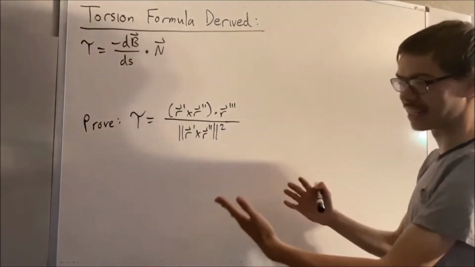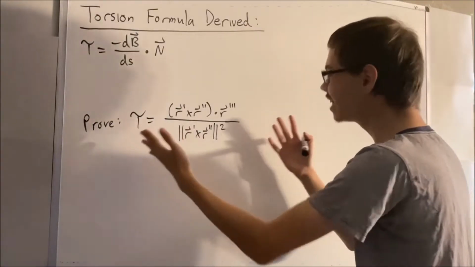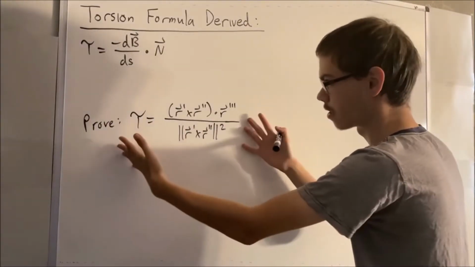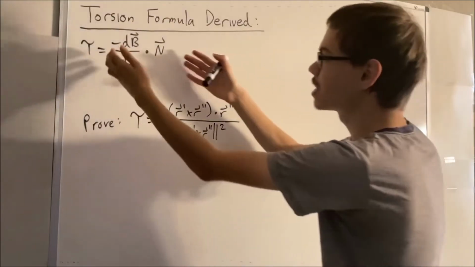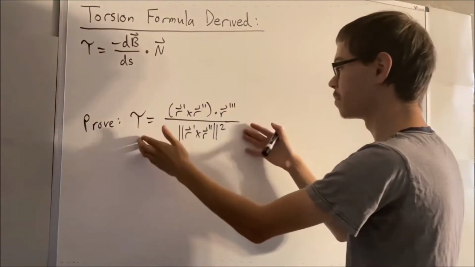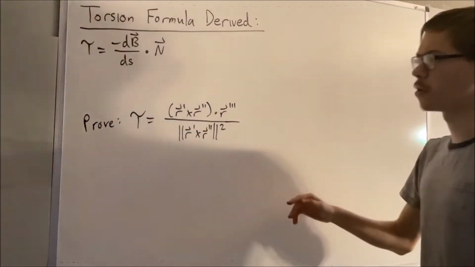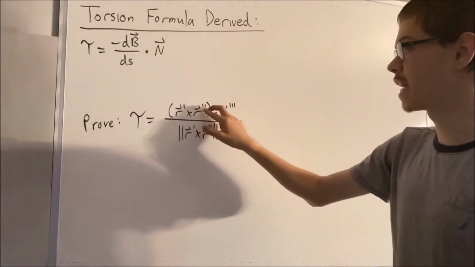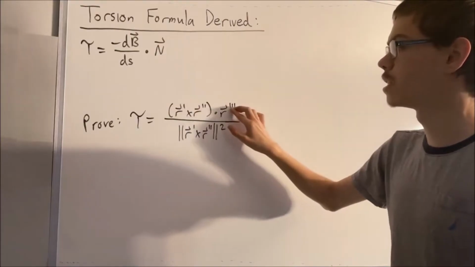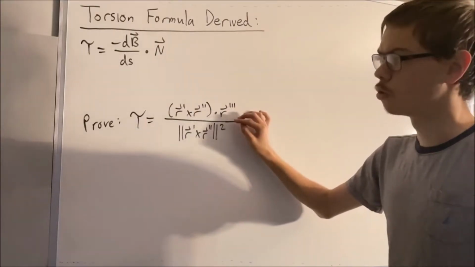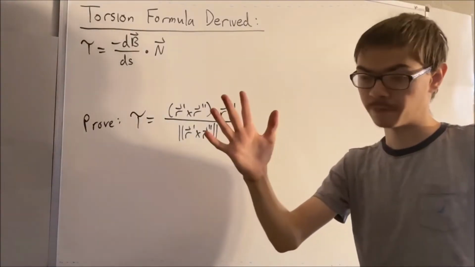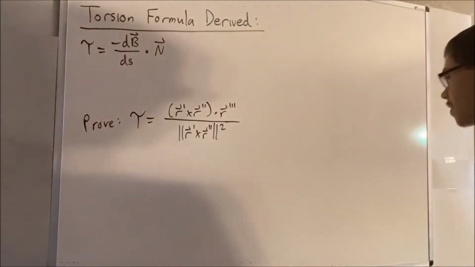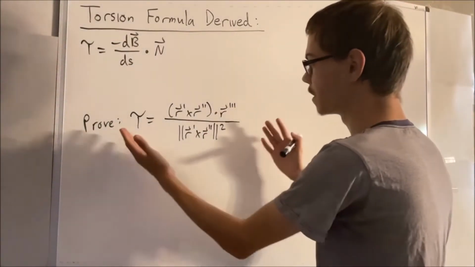And as you can see, this formula is completely in terms of the position vector. So our goal is to re-express this completely in terms of the position vector. And remember, all these primes really mean are basically the first, second, and third derivatives of the position vector with respect to t. So that's our goal in this video, is to prove this formula.